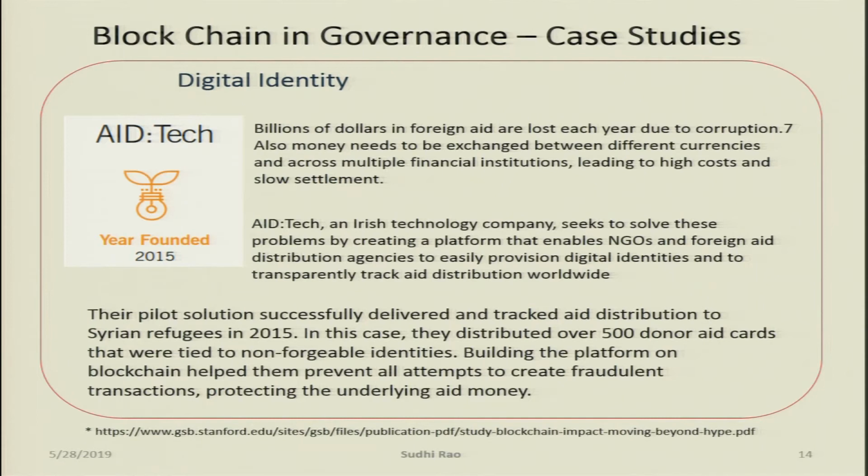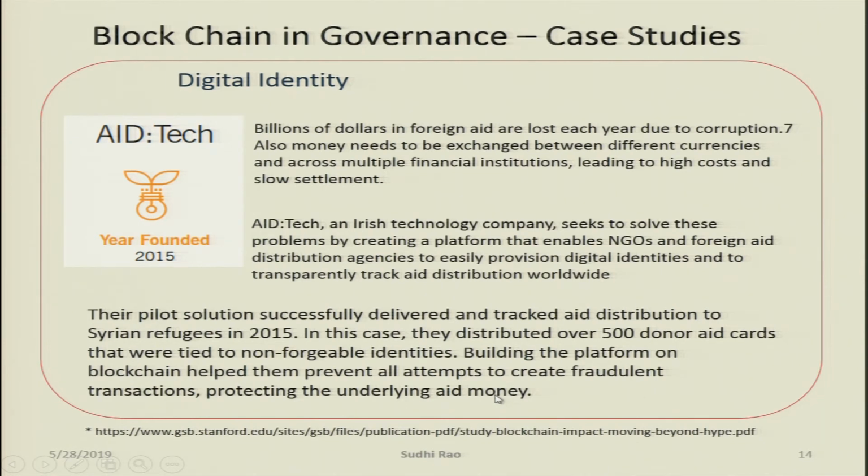So, they distributed 500 cards to 500 beneficiaries which had their identity in some non-changeable form, like in the form of a chip. Typically such cards are called smart cards, or in some form it stored their biometric, it stored their PKI, something like that. So, they were distributed cards which stored their identity in a non-changeable, non-fraudable form. Building the platform on blockchain helped them prevent all attempts to create fraudulent transactions, protecting the underlying aid money.